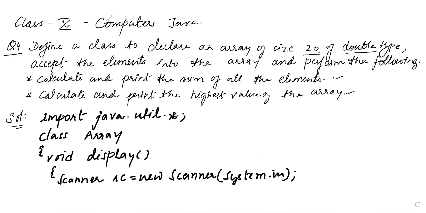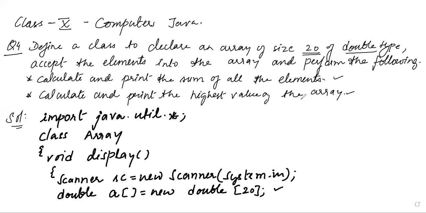First of all, you have to declare the array. To declare the array, it is of double type. So declare the array of double type: double a = new double, and give the size as 20. So here we have simply declared the array up till now. Now next, students, you have to take input of the numbers or values in the array.